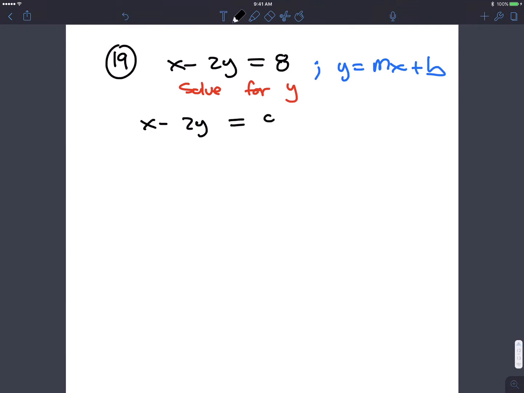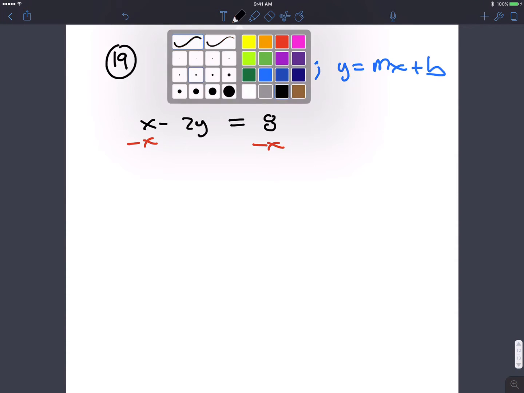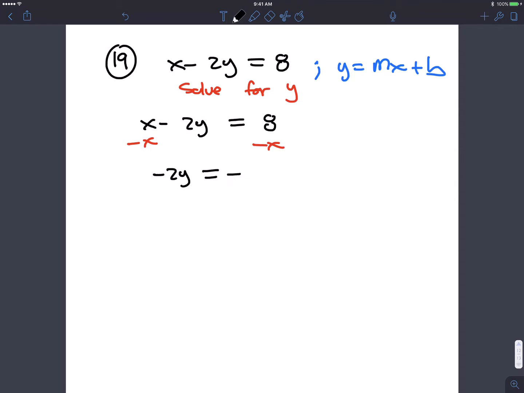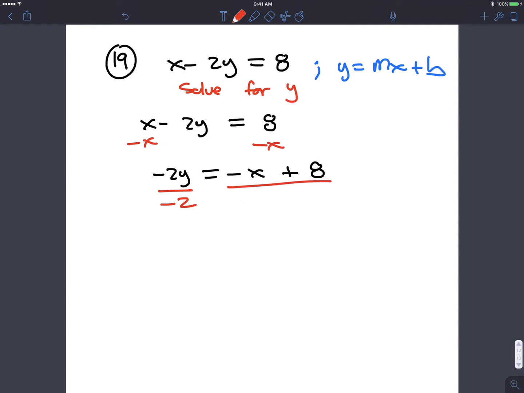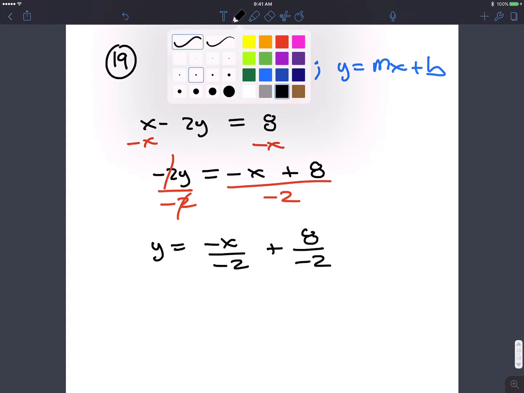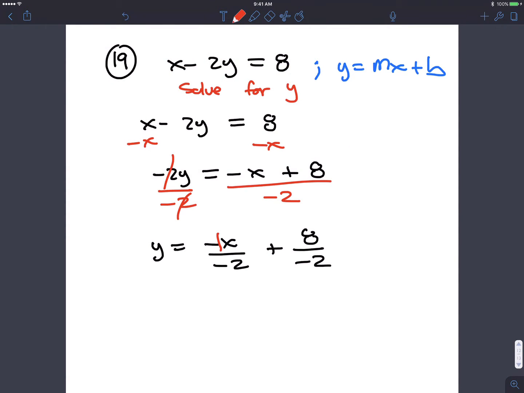X minus 2y is positive 8. Subtract x from both sides. Negative 2y is negative x plus 8. Divide both sides by negative 2. You get y equals negative x divided by negative 2 plus 8 divided by negative 2. Remember, there's a number in front of that x, which is negative 1. So when we simplify our fractions, let's notice what we have. Negative 1 divided by negative 2.